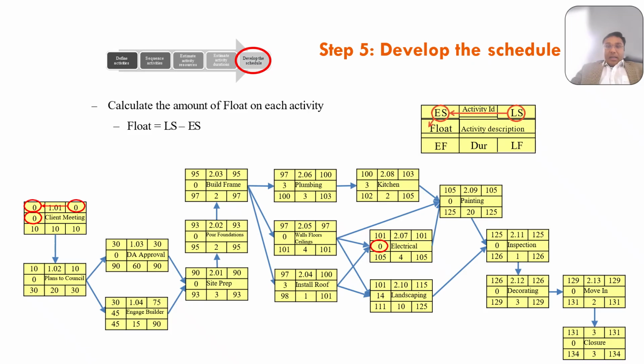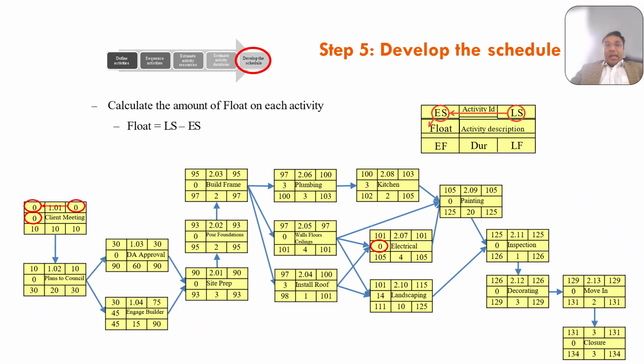The second type is free float. It's calculated by subtracting the task's earliest finish date from the earliest start date of its successor. The formula looks like earliest start minus earliest finish is your free float. It is the amount of time a task can slip before it delays the next activity, regardless of the project finish date.